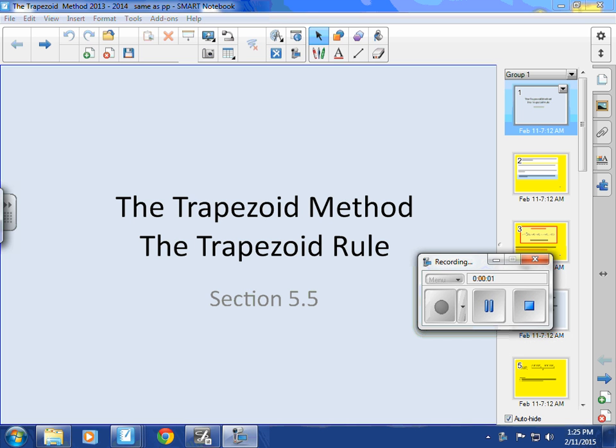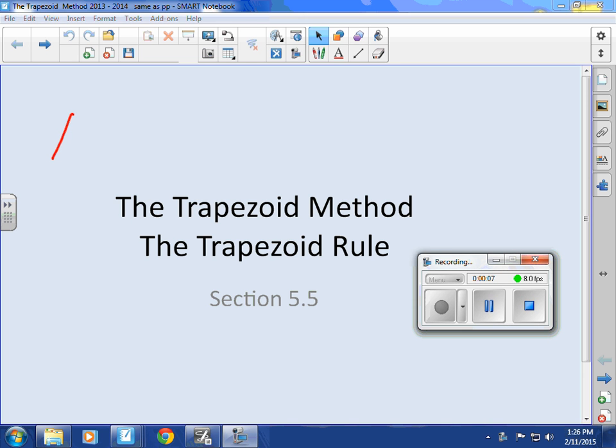So the last section in this chapter now is about trapezoids. Quickly remind me, how do you find the area of a trapezoid? 1/2 base 1 plus base 2 times height. But bases will be parallel and perpendicular to the height. Okay.